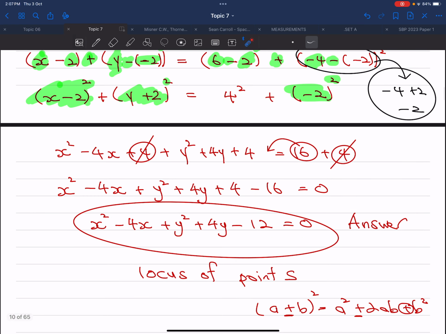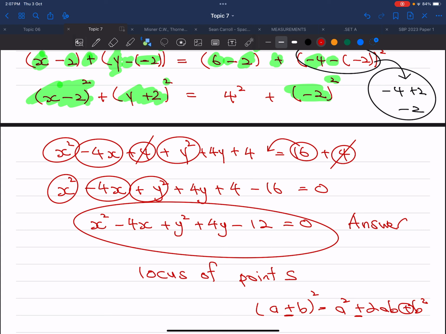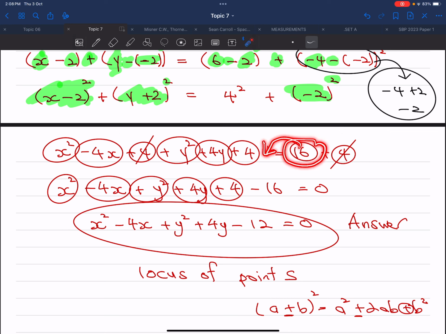So all we have to do now is collect. We have plus 4 left hand side, plus 4 right hand side, of course can cancel. And then I collect x square minus 4x plus y square plus 4y plus 4. That is 16. I transfer to left hand side minus 16.